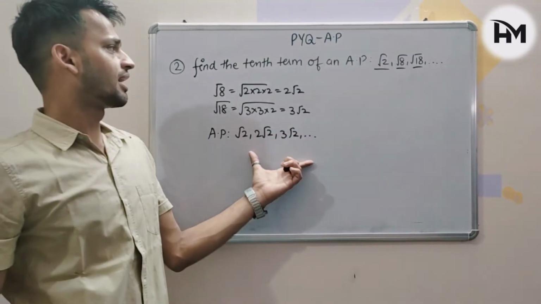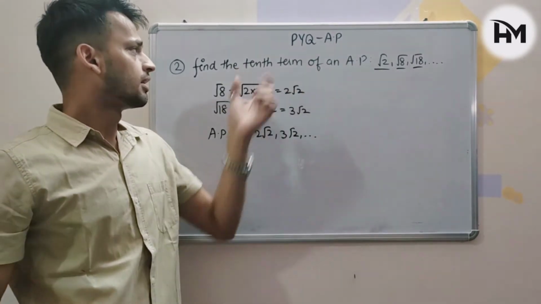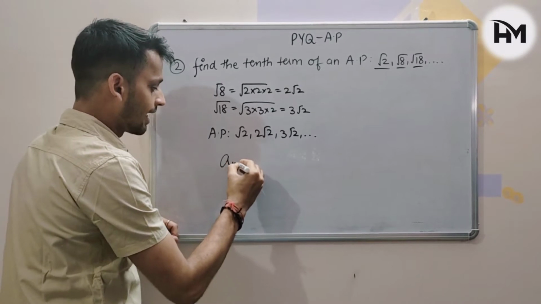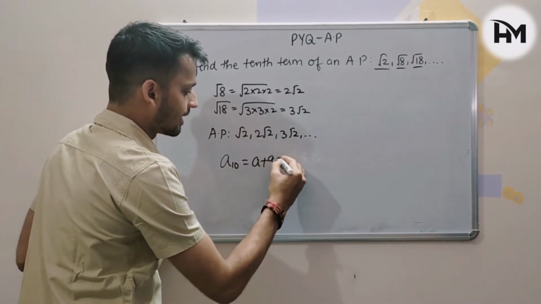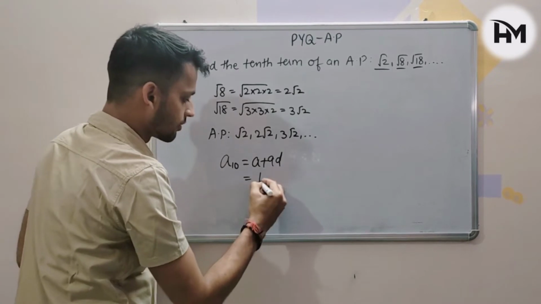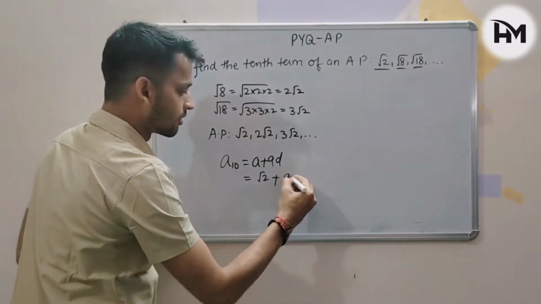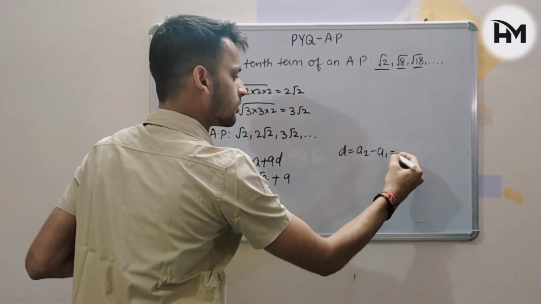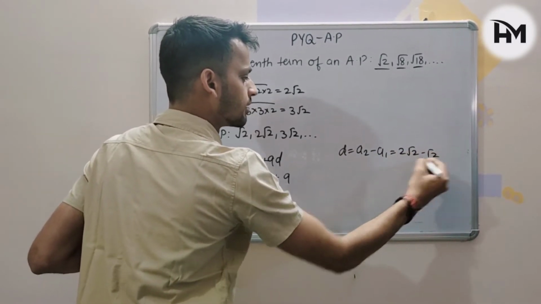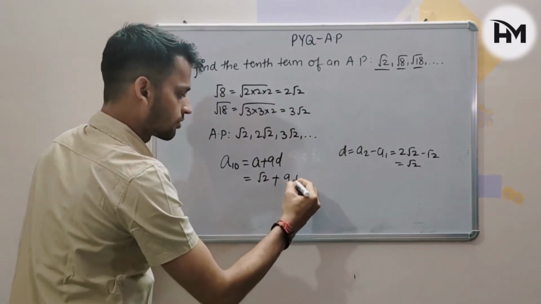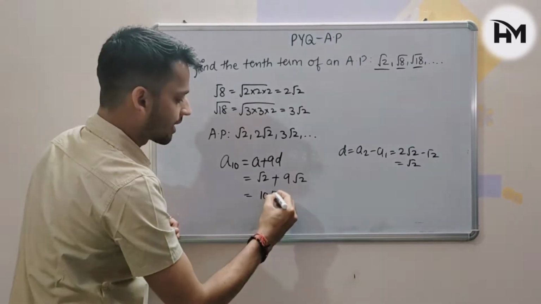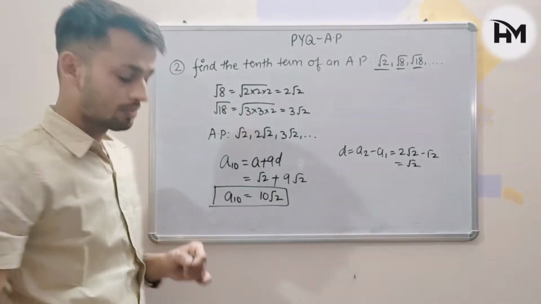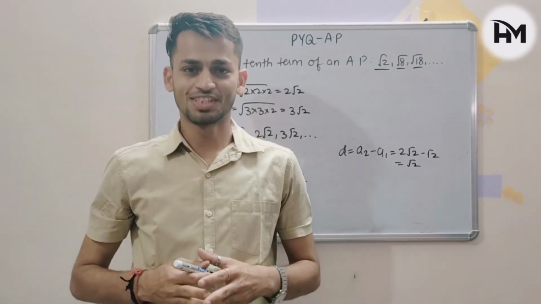If you have done it up to here, then I don't think you will face any difficulty in finding the 10th term. So what we need to do? A10 is equal to A plus 9D. What was A? The first term itself, root 2. And what is D? Again root 2. D is nothing but A2 minus A1, 2 root 2 minus root 2 is root 2. So 9 root 2, plus root 2, is nothing but 10 root 2. So the 10th term of the given AP will be 10 root 2. Let's move on to the next question.